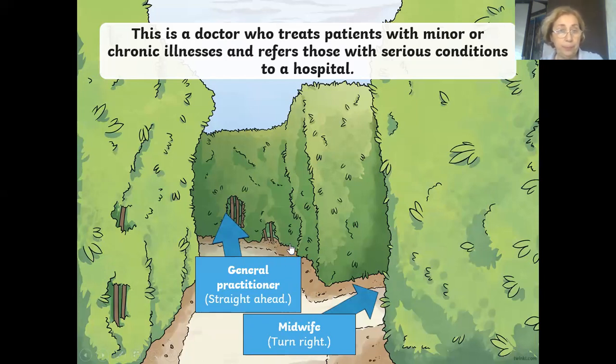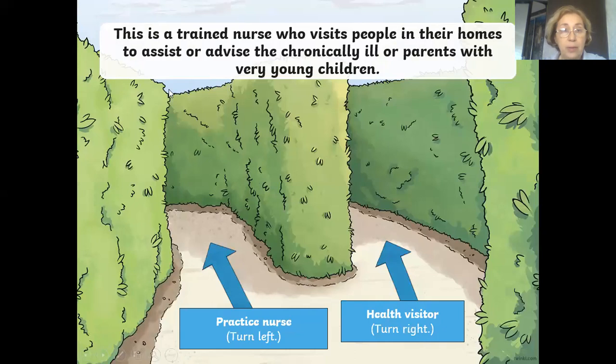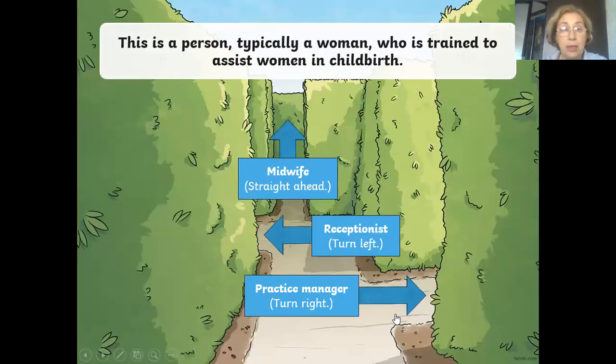I think the general practitioner. General practitioner treats patients with diseases. Okay, and this is a trained nurse who visits people in their homes to assist or advise the chronically ill or parents with very young children. Lina, please. It's the health visitor. Okay, yes, you're right.